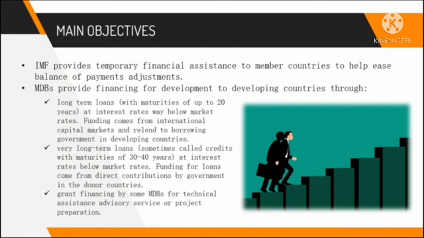Saan naman nanggagaling yung fund sa long-term loans? Funding comes from international capital markets and relent to borrowing governments in developing countries. Imagine, if our government borrowed money from this financial institution, then it will be paid for 20 years. So imagine, ganun katagal. Next, we have the very long-term loan. Sometimes it is called credits with maturities of 30 to 40 years at interest rates below market rates.